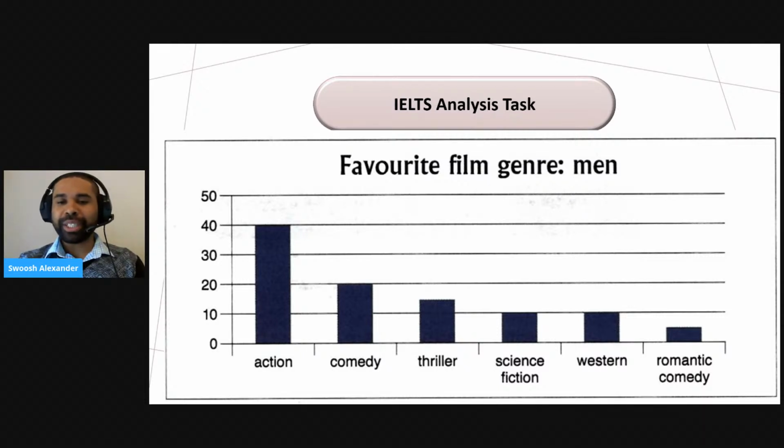Do you have any suggestions here on a sentence we could make comparing action and comedy? Or any other parts of the graph that we could compare? Okay. Let's have a look at some examples then. If you do share your sentences, I will have a look at them, and we'll have a look at those together. But let's have a look at some examples.